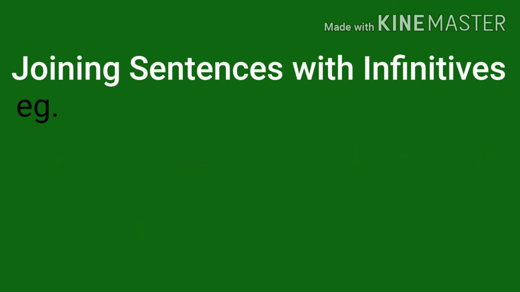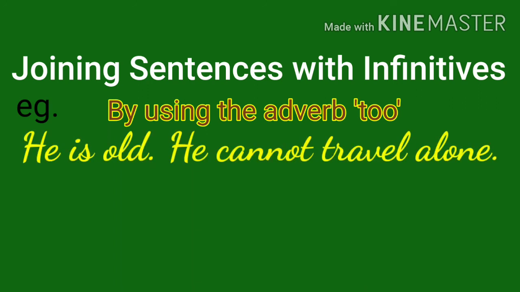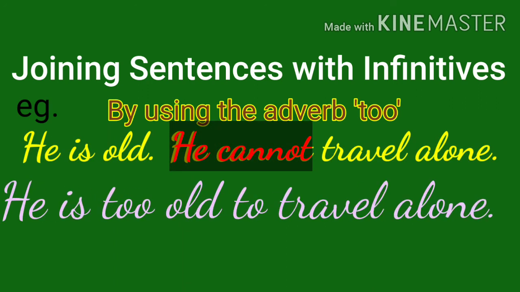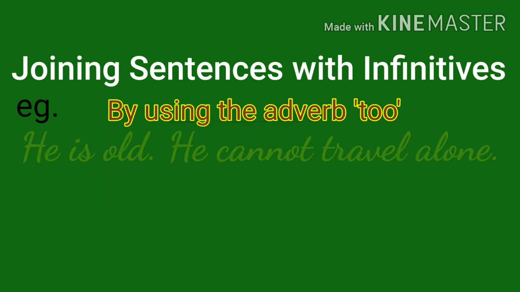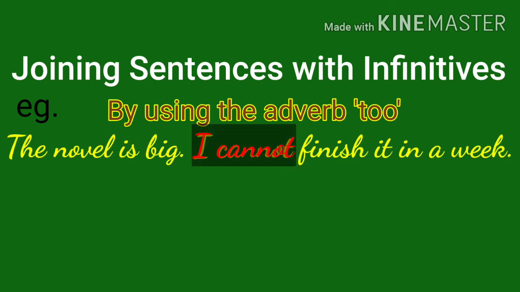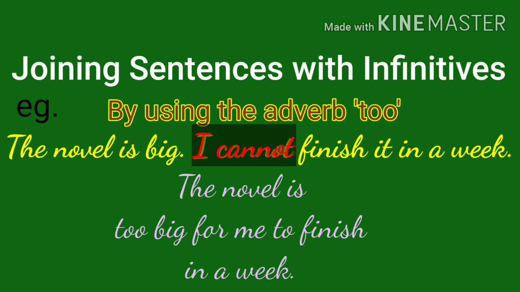The second way of joining sentences with infinitives is by making use of the adverb too, T-O-O. Example, he is old, he cannot travel alone. He is too old to travel alone. The next example, the novel is big, I can't finish it in a week. The novel is too big for me to finish in a week.